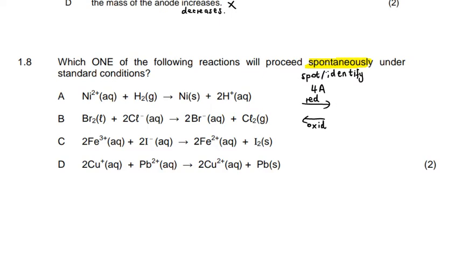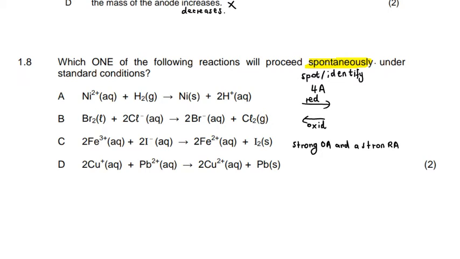Okay, and also remember that in order for a reaction to happen spontaneously, it has to be a reaction between a strong oxidizing agent and a strong reducing agent. Okay, right, so they were quite mean in this question because each and every one of these reactions are different. So we're going to have to compare them slowly but surely, one at a time.